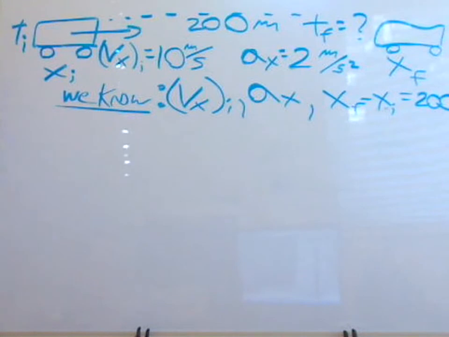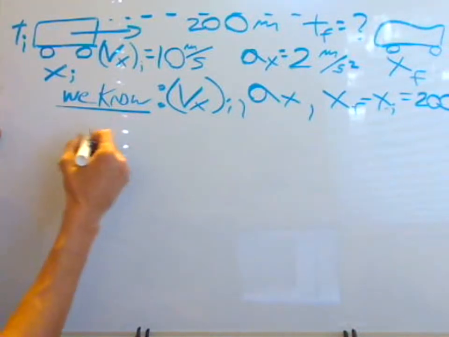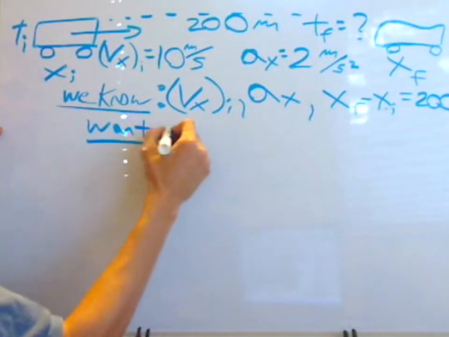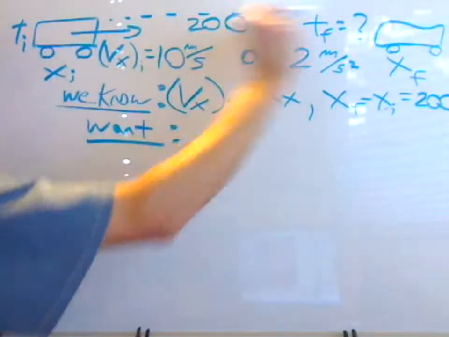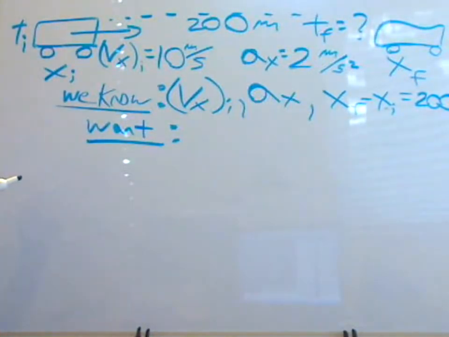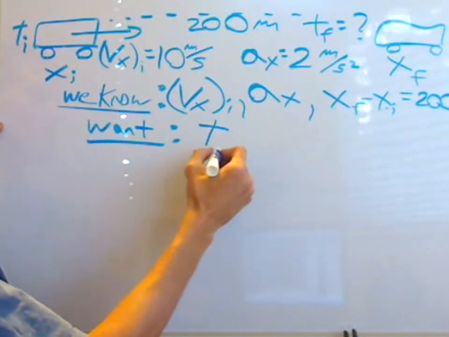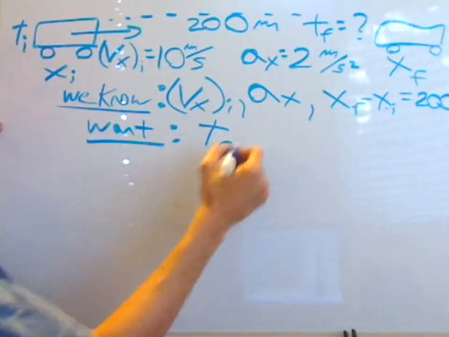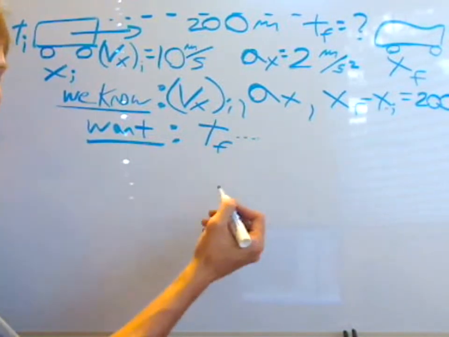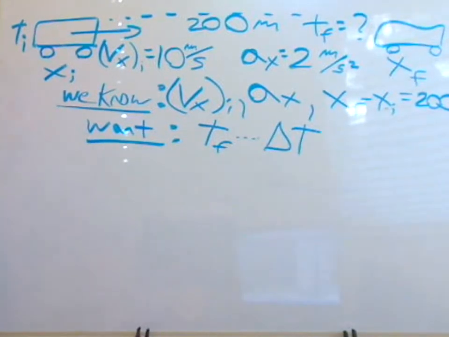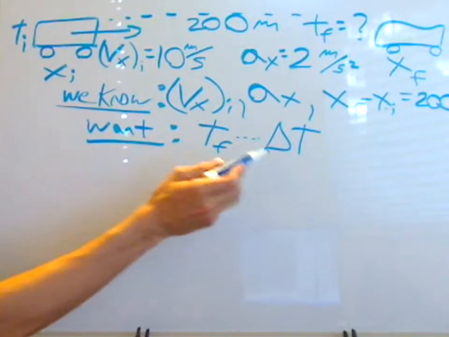Okay, so we know those things. What we want to know is the time it took the car to do this. That's the elapsed time or the final time. I believe in most of the equations we have it as delta t. So that's what we want.